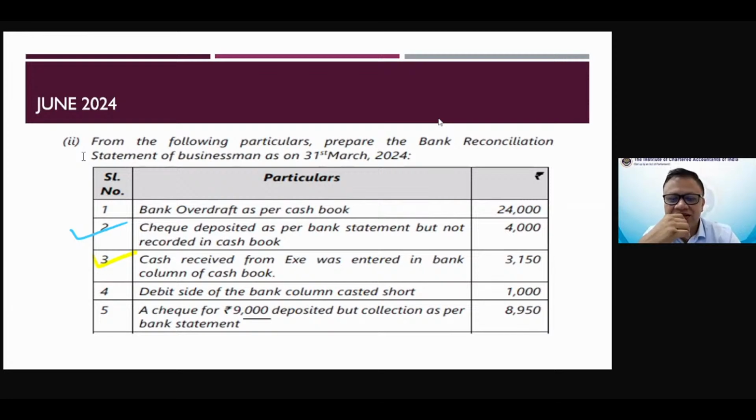It is a cash transaction because cash is received, but what happened? The cashier erroneously entered it in the bank column. Good. Then the debit side of the bank column is casted short. Okay. Whose error is it? Yes, 2 participants raised hands. Let us ask Aman. Aman, whose error is it? It is bank's error. Debit side of the bank column is cast short. Okay, Aman is saying bank error.